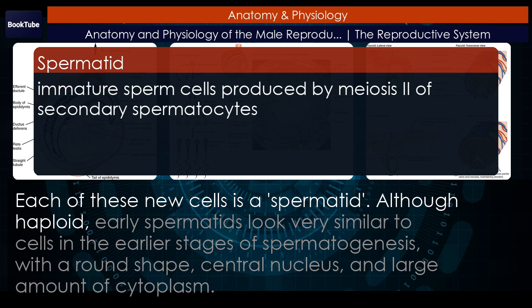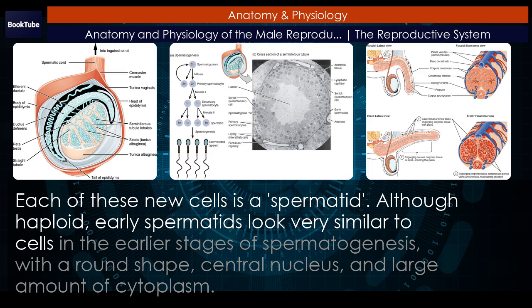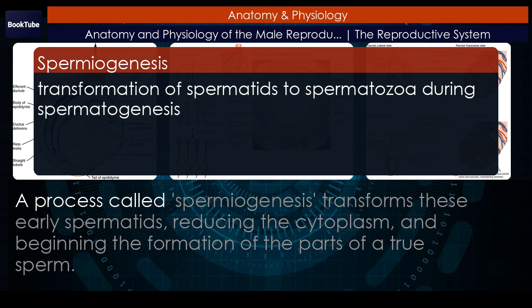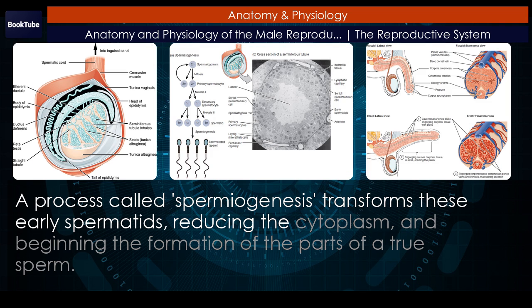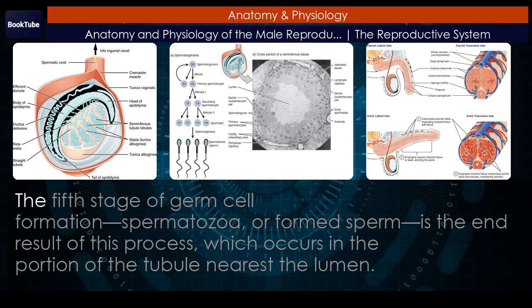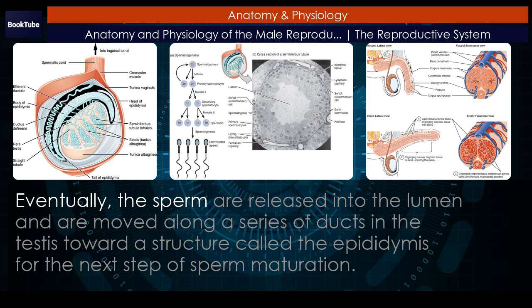Although haploid, early spermatids look very similar to cells in the earlier stages of spermatogenesis, with a round shape, central nucleus, and large amount of cytoplasm. A process called spermiogenesis transforms these early spermatids, reducing the cytoplasm, and beginning the formation of the parts of a true sperm. The 5th stage of germ cell formation, spermatozoa, or formed sperm, is the end result of this process, which occurs in the portion of the tubule nearest the lumen. Eventually, the sperm are released into the lumen and are moved along a series of ducts in the testis toward a structure called the epididymis for the next step of sperm maturation.